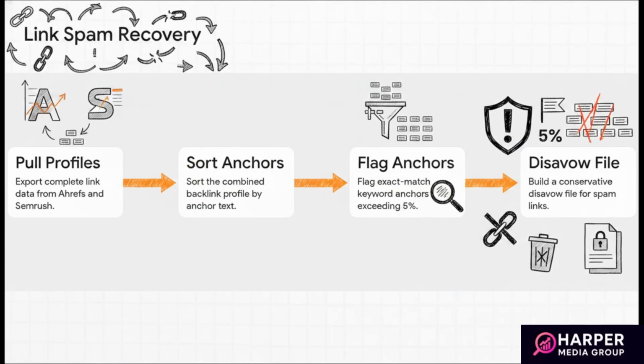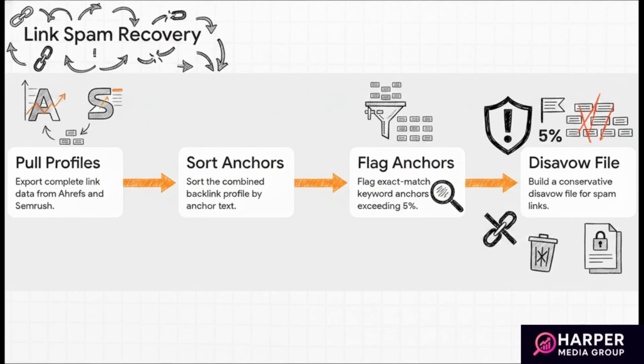Now, if you're dealing with link spam update demotion specifically, here is your blueprint. Systematically audit the backlink profile. But don't just rely on one tool. Pull complete profiles from both Ahrefs and SEMrush because neither of them captures 100% of the link graph by itself. You've got to combine them.